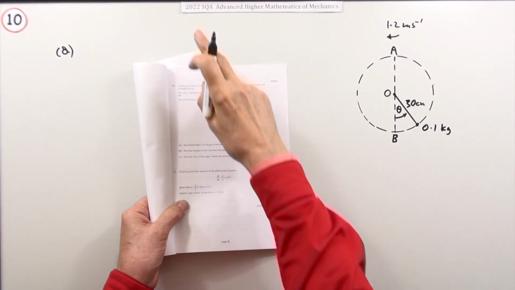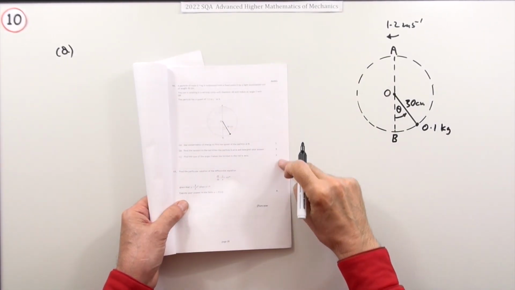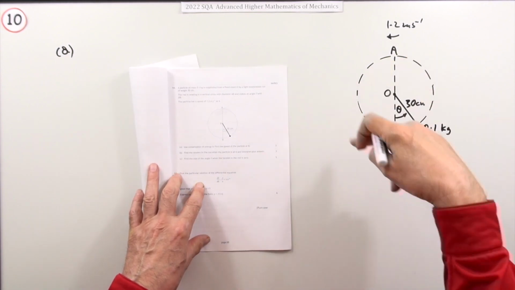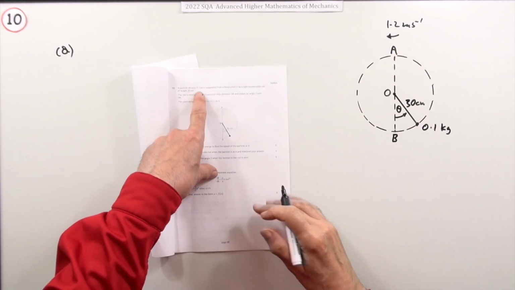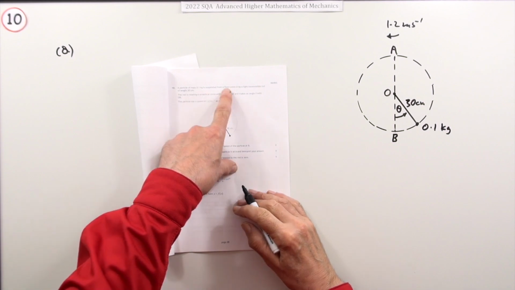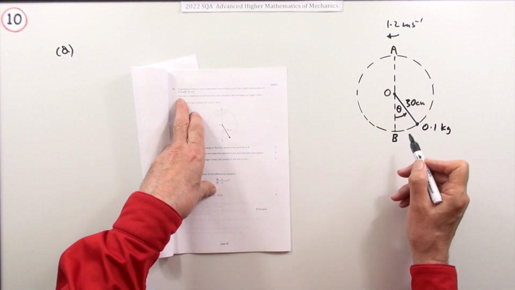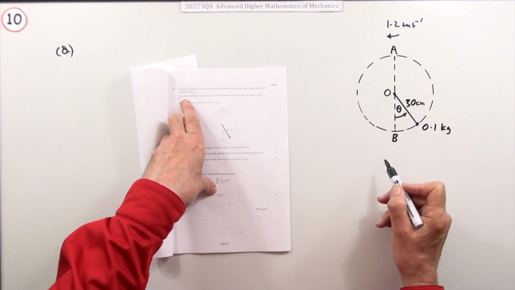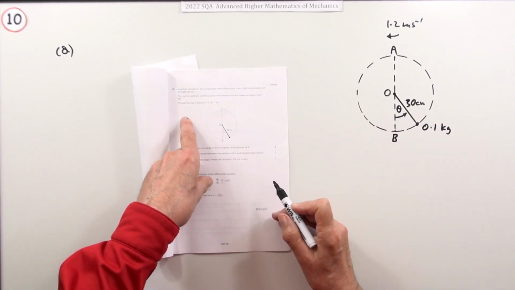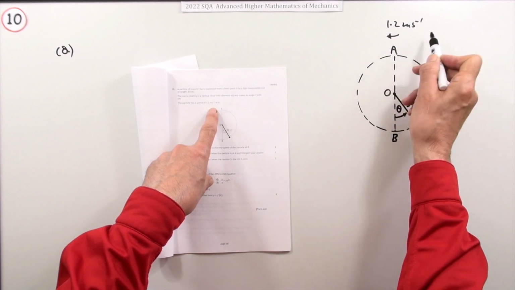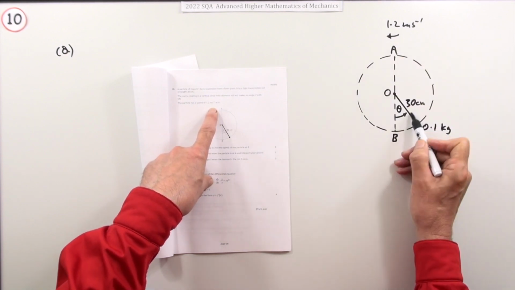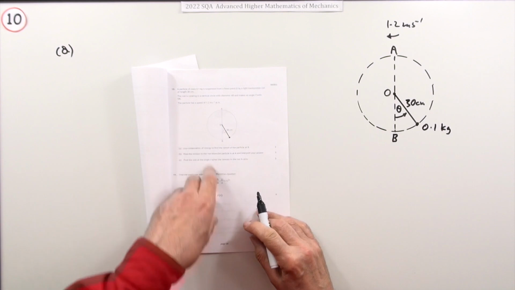So number 10 then from the 2022 mechanics paper, a big 10 mark question here, another rotating circle question. A particle of mass 0.1 kilograms is suspended from a fixed point O by a light inextensible rod, so it doesn't change its length and it's got no mass, of length 30 centimetres. The speed of the particle at the top, I'm just assuming it's going this way, the way I marked my angle, is 1.2 metres per second.